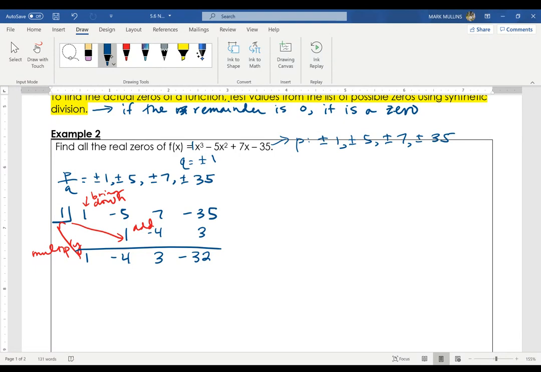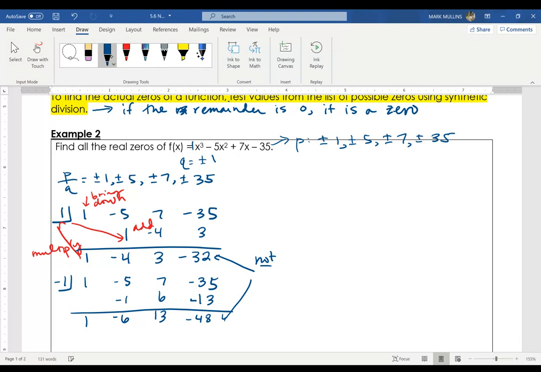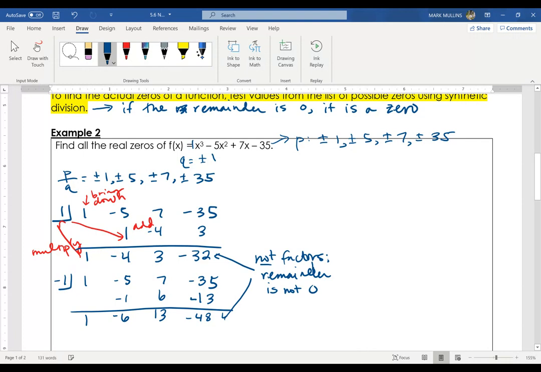So I'm going to try negative 1. 1, negative 5, 7, negative 35. So 1, negative 1, negative 6, 6, 13. You start to get pretty fast at this. So both times I did not get a 0. So they are not factors. Remainder is not 0. So let's try the next one. I have a good feeling about this.